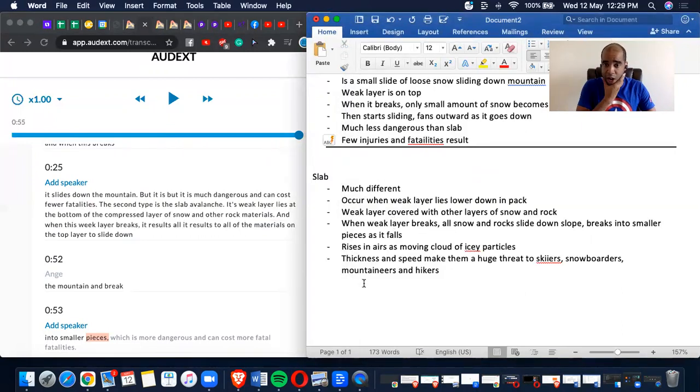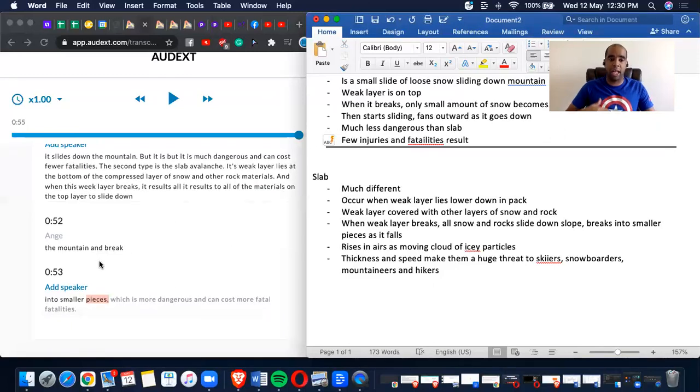So look at what I wrote down. Weak layer cover with other layers of snow and rock. When weak layer breaks, all snow and rock slide down the slope, breaks into smaller pieces as it falls, as you stated. And then it rises in the air as a moving cloud of icy particles. Now, I typed icy as in the ice cream, I-C-E-Y, who cares? We don't care. We wanna take notes as quickly as possible. And after that, the thickness and speed make it a huge threat to skiers, snowboarders, mountaineers, and hikers.